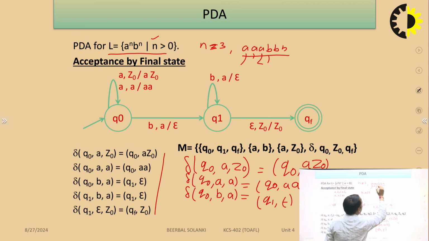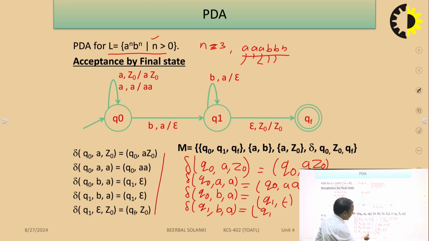Here B, and then B again read from the input tape. The transition function will be: state same Q1, input alphabet read B, and top of stack again same, that is A. Now what will be the next state? Next it will be same, that is Q1, and for that alphabet B, A is popped from the stack. This will be written again like that.